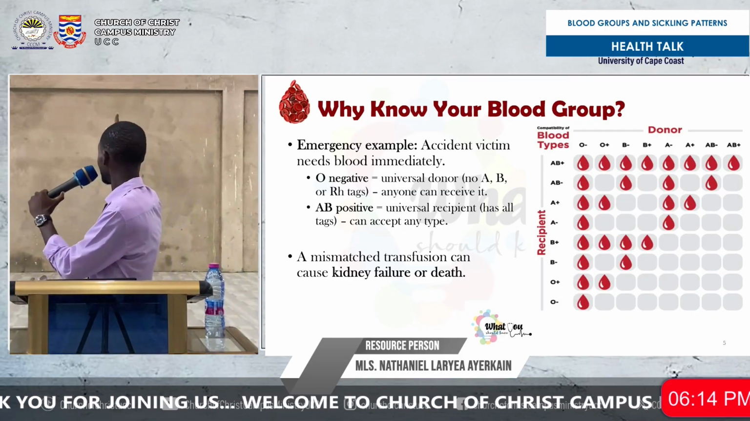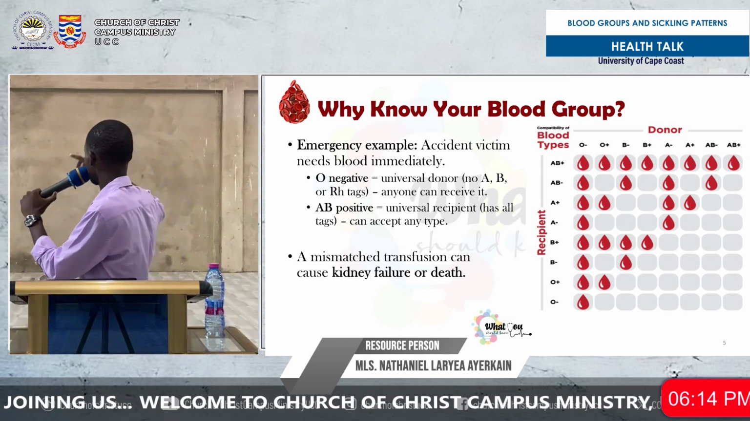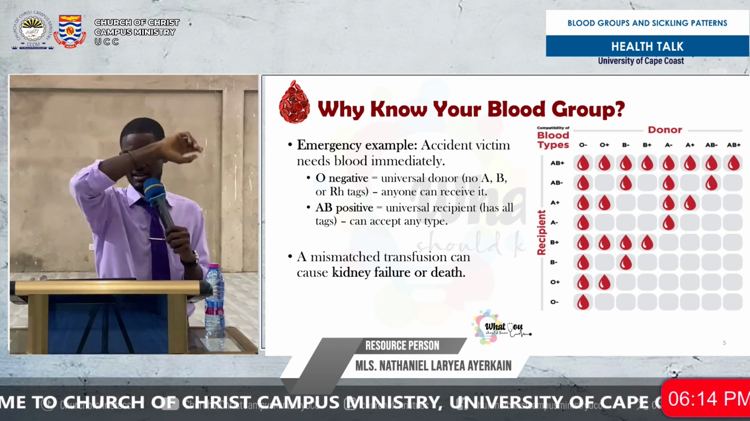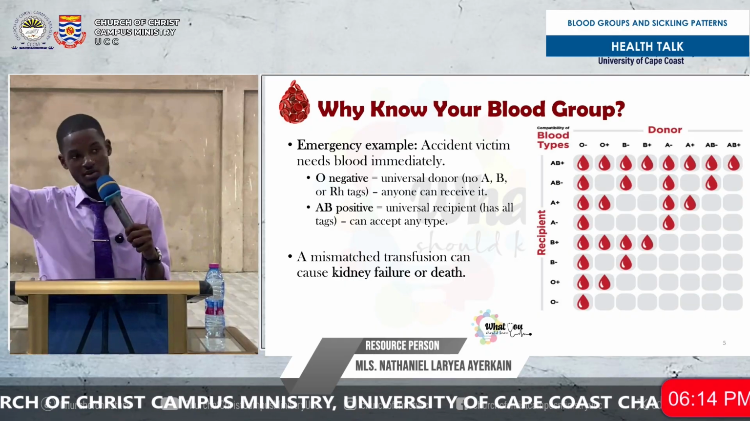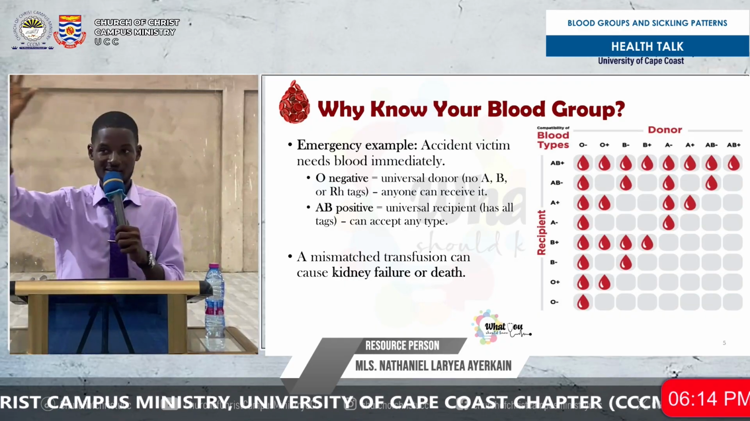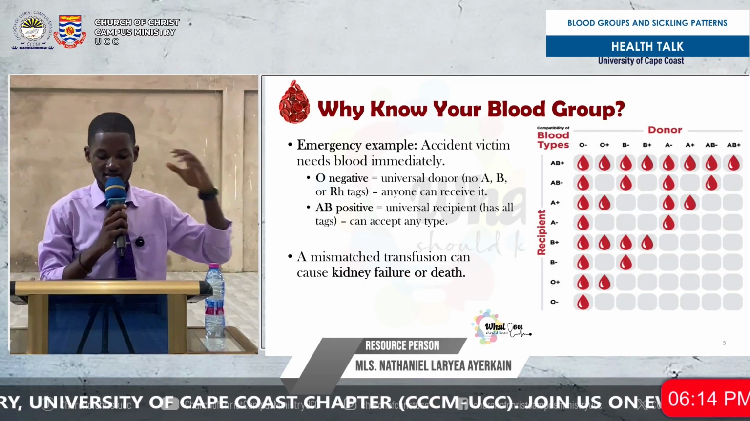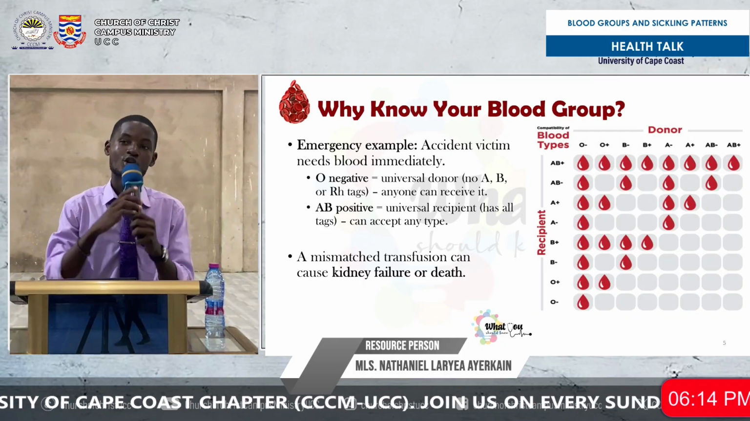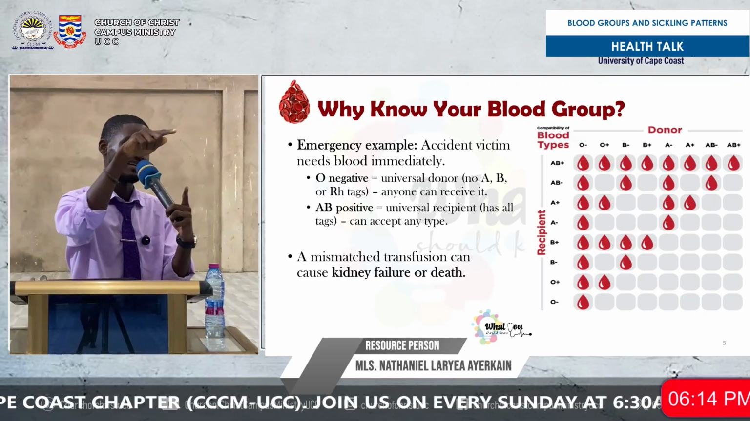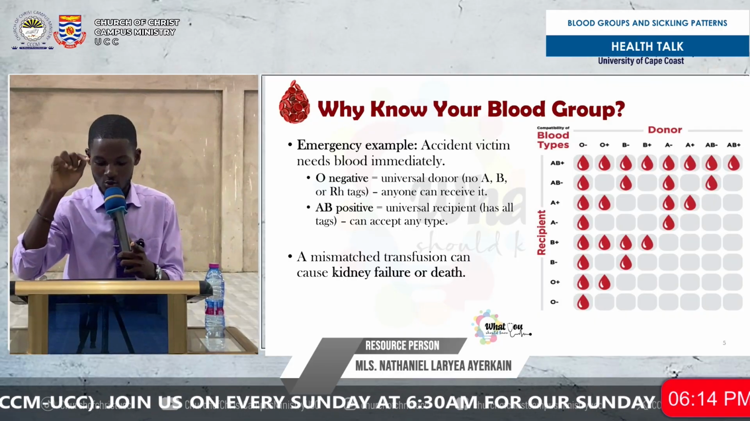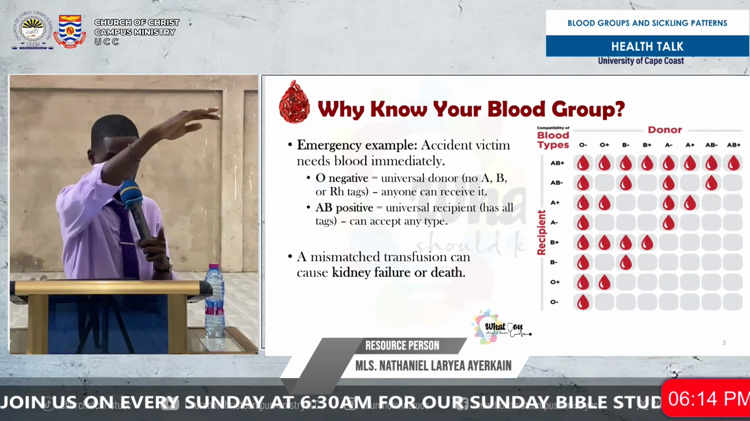So the chart is not too clear, but let's try our best to see, right? The row above is the blood types of the donors, and the column at the left is for the recipients. So you just match it. Wherever you see the blood, it means transfusion is possible. Okay. So O minus can give to all.